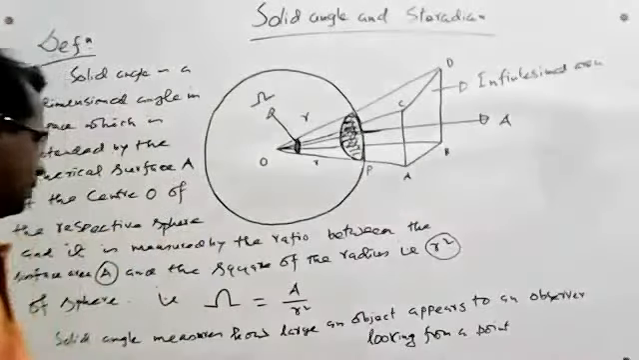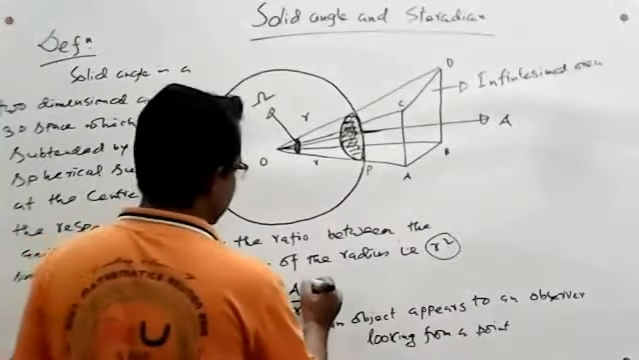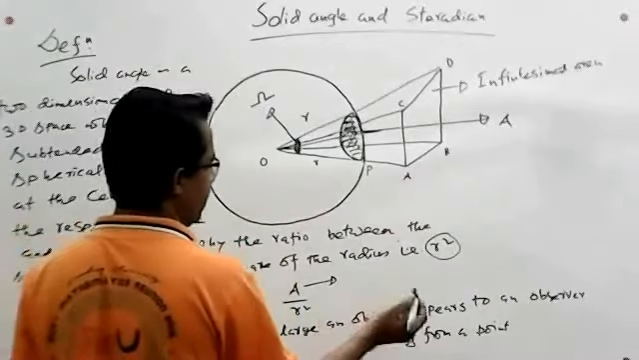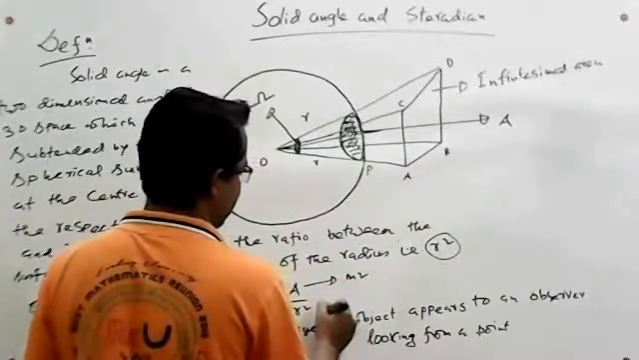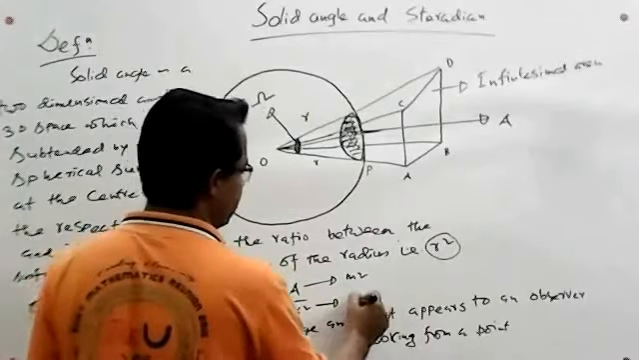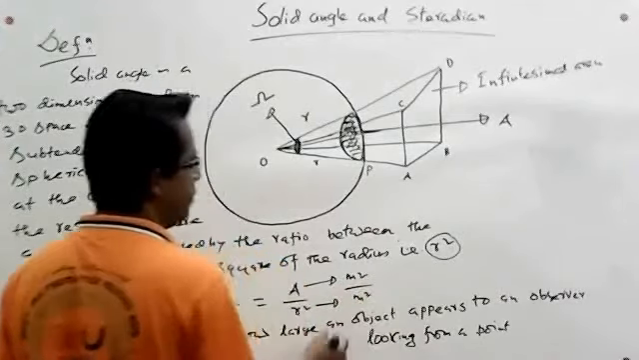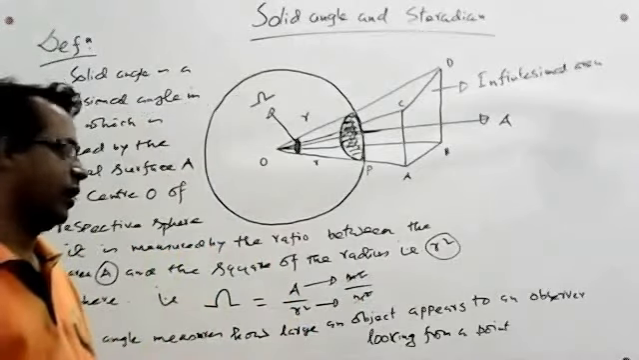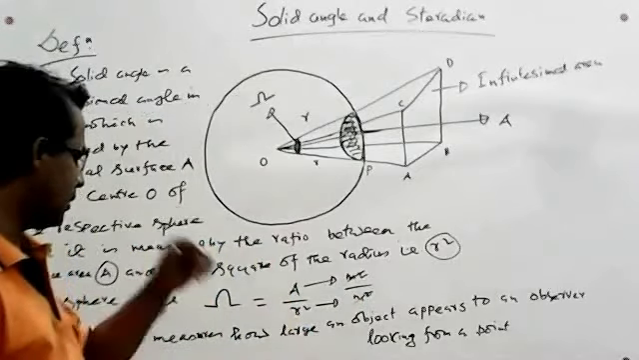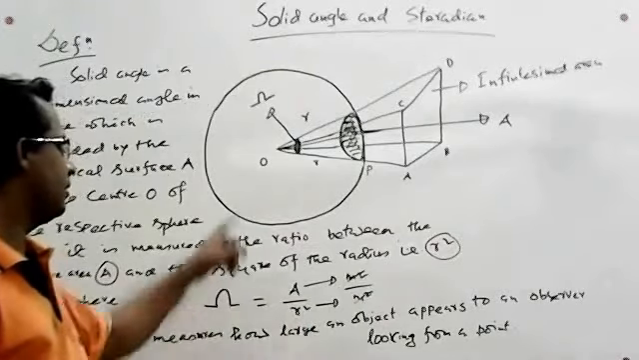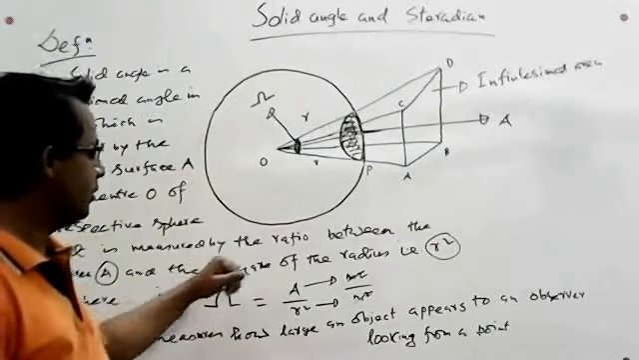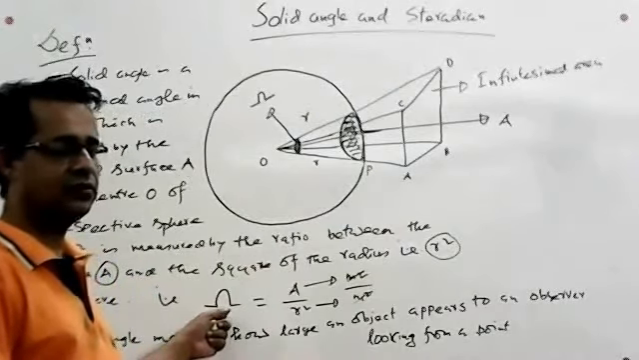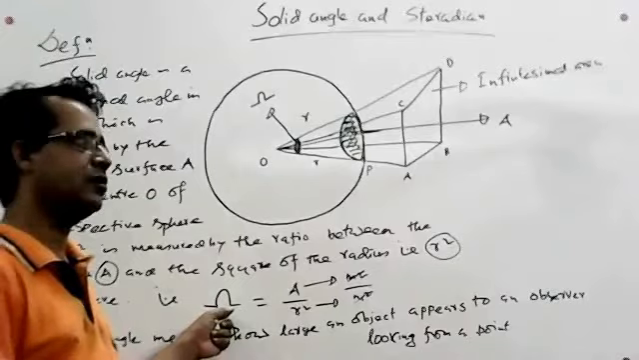Here is an interesting thing. We know that the area of the surface is measured by say a meter square. Also, the square of the radius is meter square. So, this meter square will be cancelled. Here we can say that in that case, omega, that is solid angle, is unitless. That is, it is a dimensionless quantity.